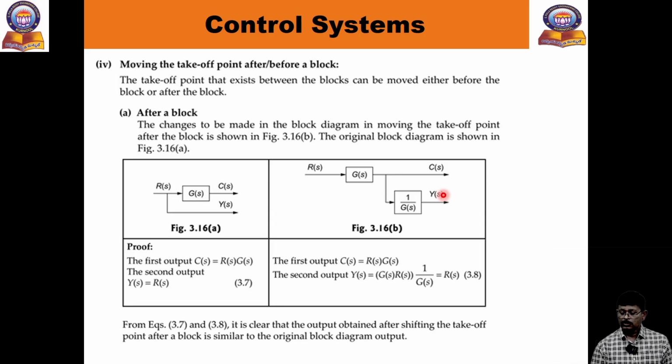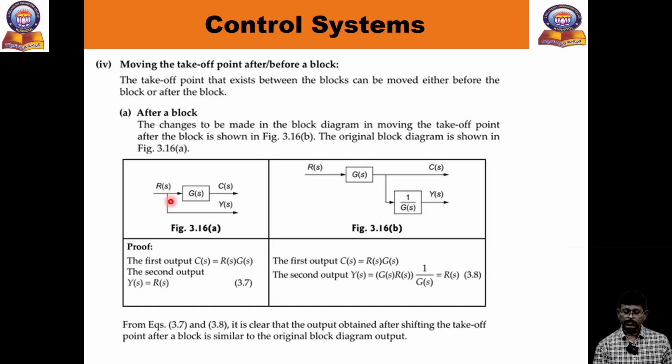Now coming to here, Y of S equal to G of S divided by G of S, and G of S will be cancelled into R of S. Okay. So what will you get here? R of S into G of S divided by G of S. So automatically G of S will cancel. These two cancel. So then we will get the R of S only. Okay. So Y of S equal to R of S. You can prove here. So this is the way.